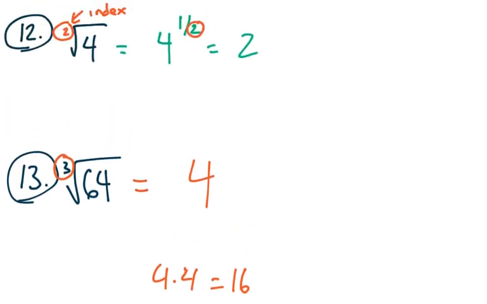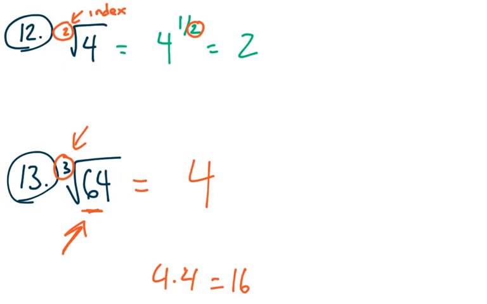So you have to be careful here because depending upon what the index is, this is what we're going to take the number to. A lot of students, when they first see this, make silly mistakes and say that the cube root of 64 is 8 because they know the square root of 64 is 8.